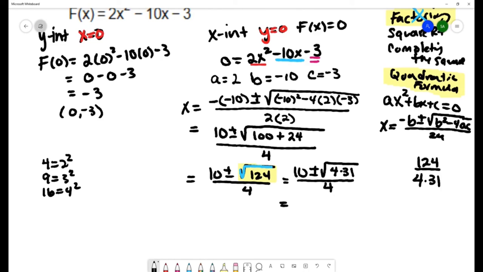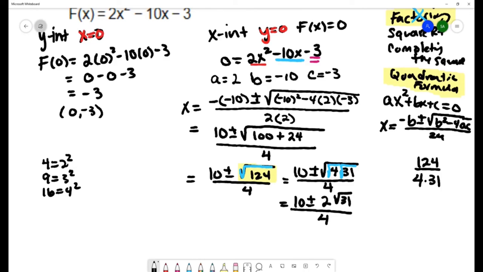Now we can apply the square root to these individual factors. And we get 10 plus or minus. Square root of 4 is 2. And 31, because it's prime and it's not a perfect square, we're going to have to leave that radical on there. So we get 2 square root of 31.